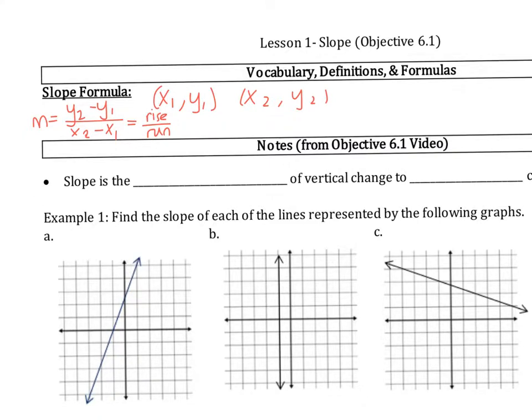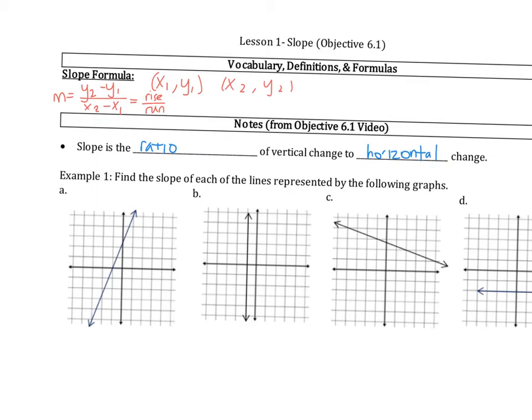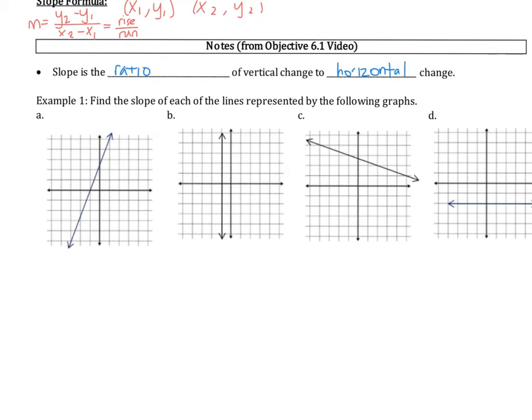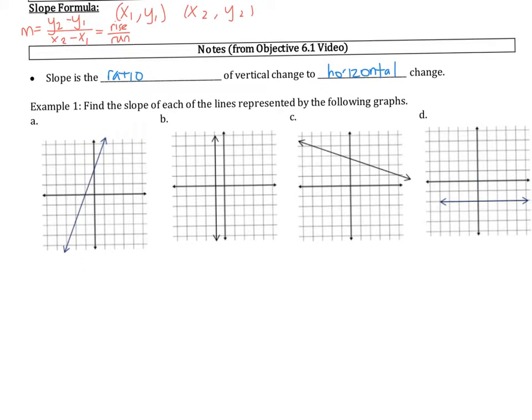So slope is the ratio. Remember, ratio just means you're going to have a fraction of vertical change to horizontal change. So let's start with some lines given to us in graph form. Okay, so in order to find a slope, first we need to know about the 4 different kinds of slope.